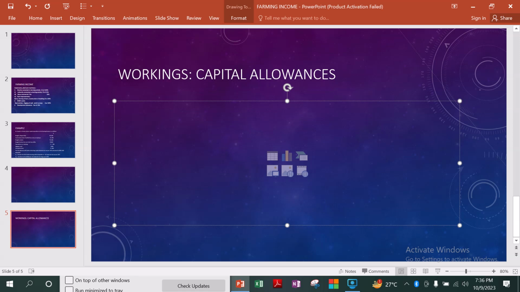What do we start with? We look at this and prepare the schedule for workings. Under that, what do we have? We have value, and we also have capital allowances.